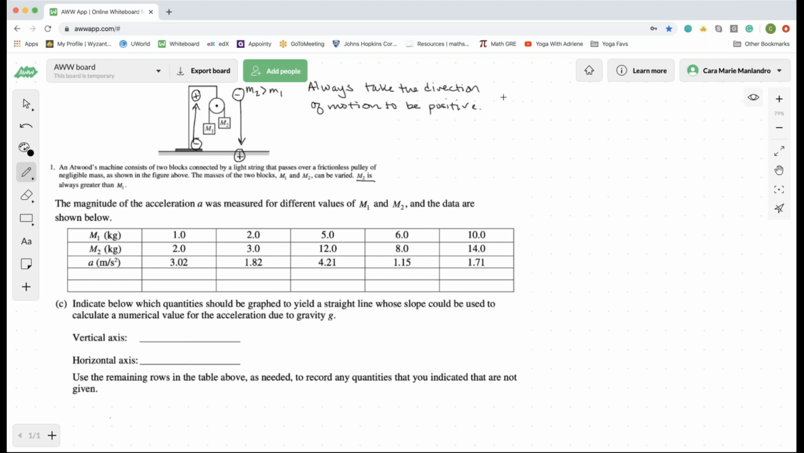All right, so what we just found is that A is equal to (M2 minus M1) over (M1 plus M2) times G. It looks a little scary here, but this is essentially y is equal to m, for slope, times x. So we want G to be m, right?